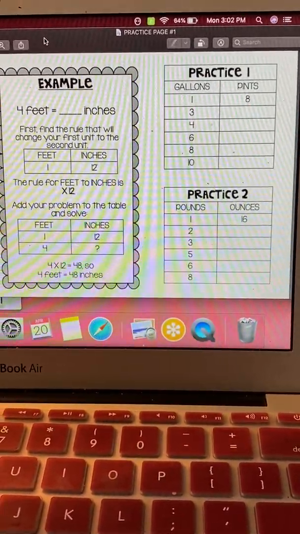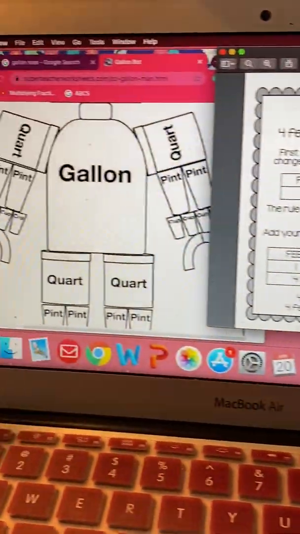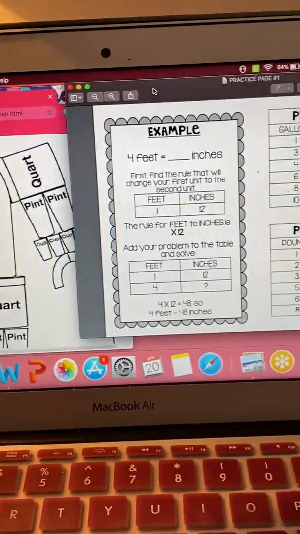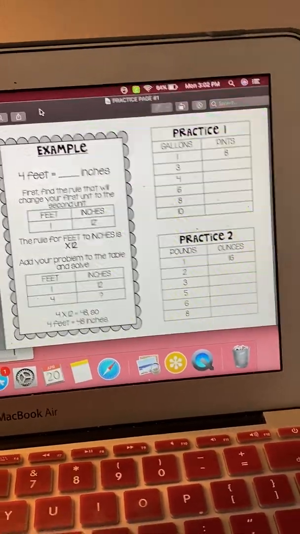They are in your interactive notebook, and so are the hints and your Gallon Man. So don't forget to use those to answer these questions. If you have any questions, just let me know.